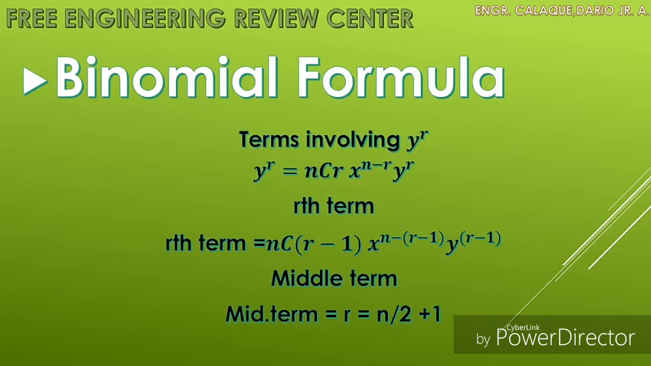So we have now the binomial formula that is involved in the binomial theorem. The term involving y^r is equal to nCr x^(n-r) y^r. And we have the r-th term. So the r-th term is nCr. You just need to subtract 1 from r. So this could be minus 1, this could be minus 1, and this could be minus 1. And if you want to get the middle term, you just need to divide n by 2 plus 1.